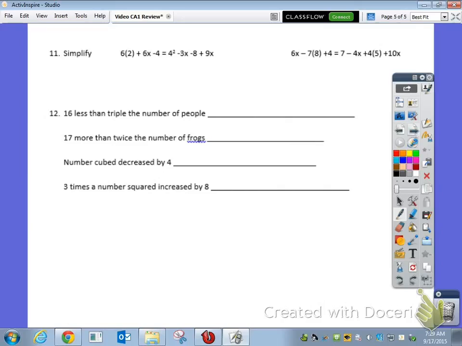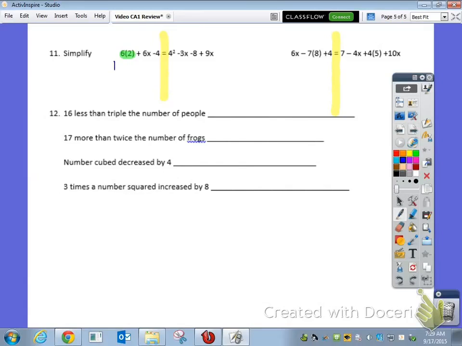On number 11, there is an equal sign in the middle. When there's an equal sign, split it right down the middle. So I'm going to go ahead and do that on both of those. Now, let's just do one side at a time. On the left, what do you see that sticks out? Parentheses. And it's just 6 next to a 2. So I can do that.